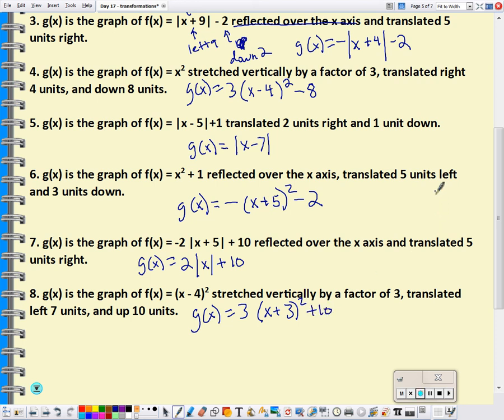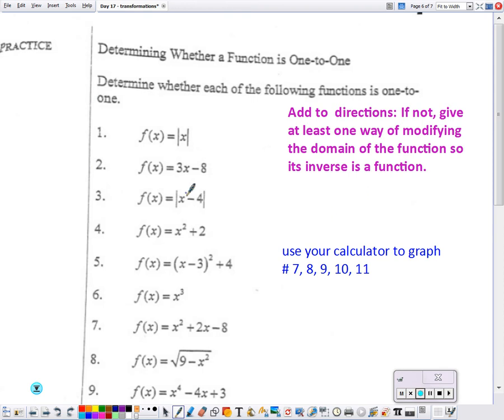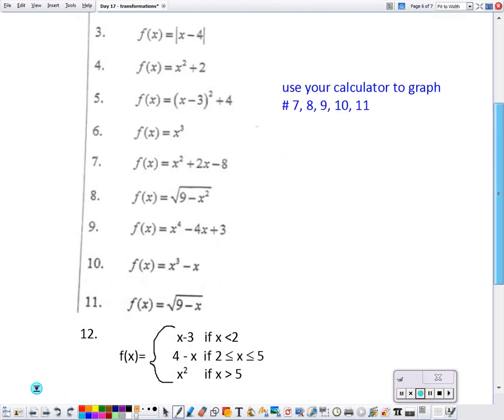Okay, I want to take a look at tonight's homework just to make sure everyone is super duper clear. Okay, so this is the worksheet I'm talking about. You need to add to the directions. If they are not one-to-one, you need to give at least one way of modifying the domain of the function so its inverse is a function. If you would like to use your graph for numbers 7, 8, 9, 10, and 11, that's fine. You may do so.